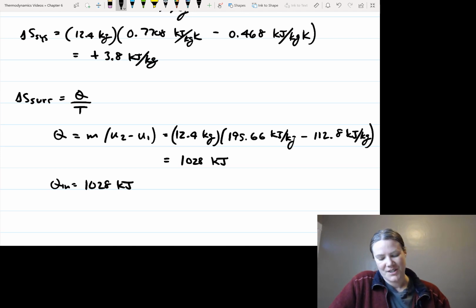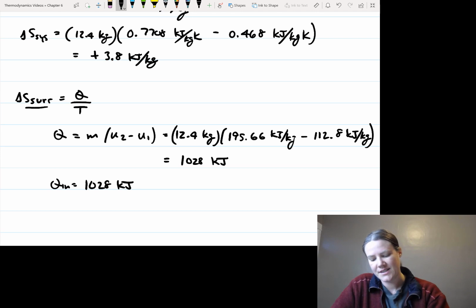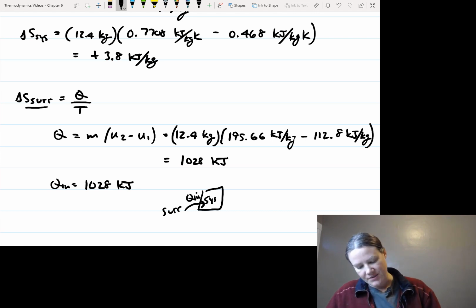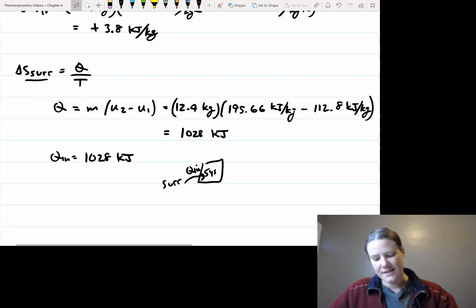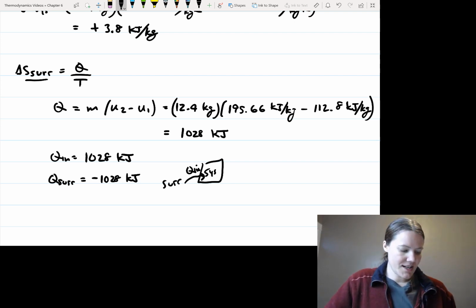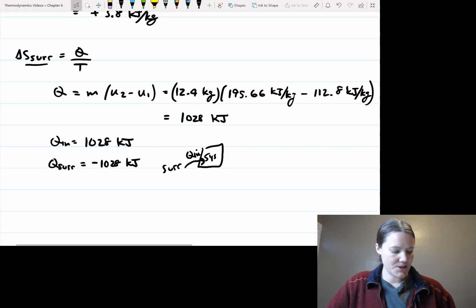We need to think about this for a second. We're calculating the change in entropy from the surroundings. So we have our system and we have the surroundings, and the heat's going into the system, going out of the surroundings. That means that Q from the surroundings is negative 1028 kilojoules. So make sure to think about the signs when you're doing this.